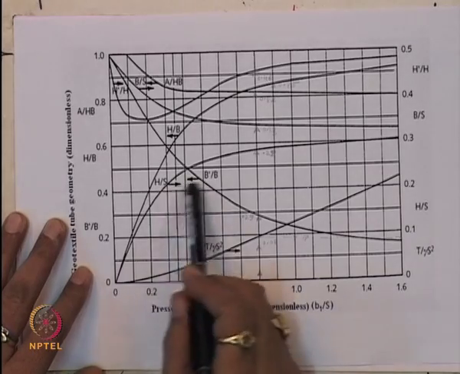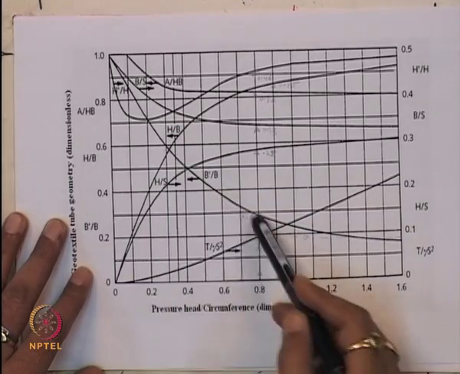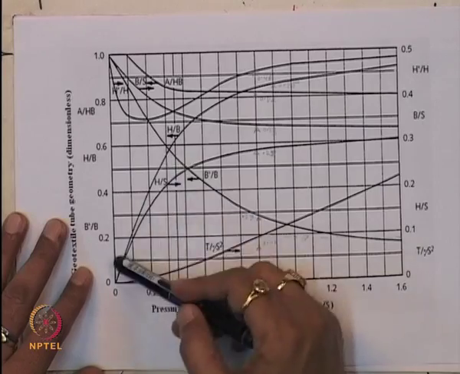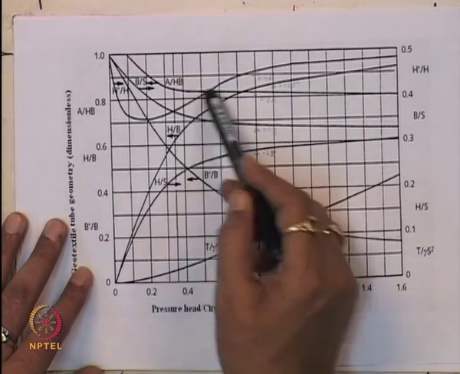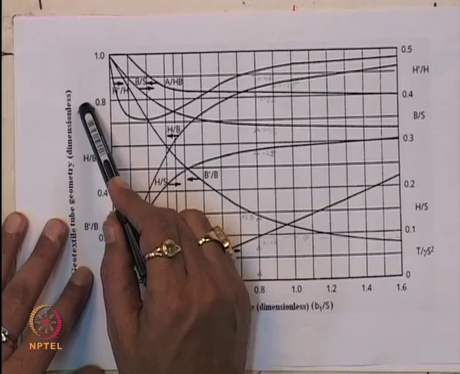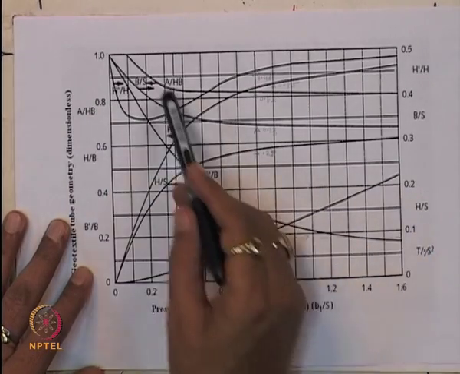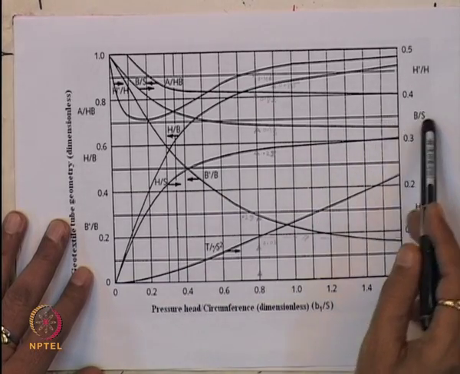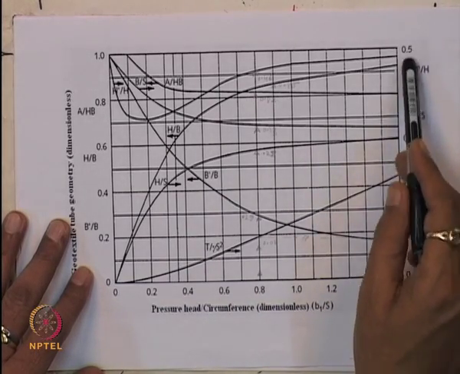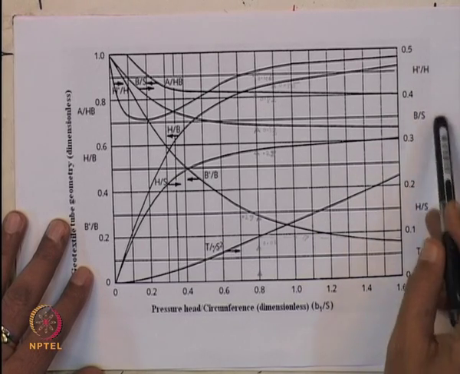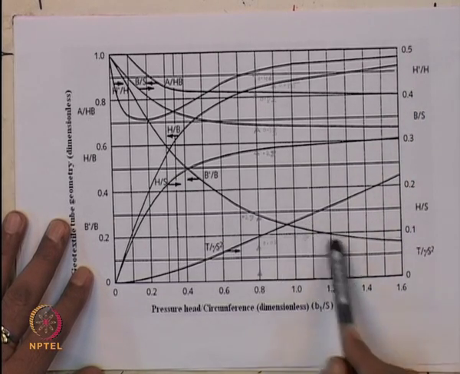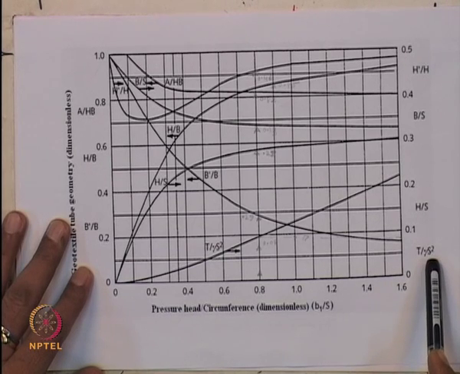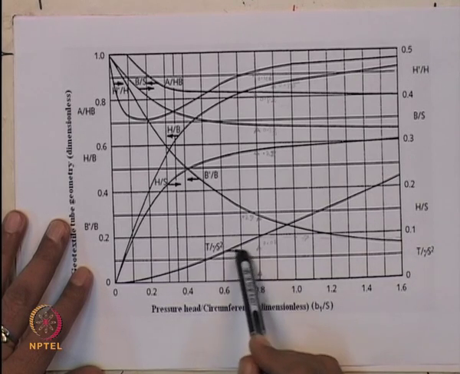So all this arrow shows the curve for B dash by B. This curve shows H by B. This curve shows A by HB. On the other end, this arrow indicates this curve. So this side also may be H dash by H, B by S, H by S, and also you can have T by gamma S square. So this indicates T by gamma S square in this curve.